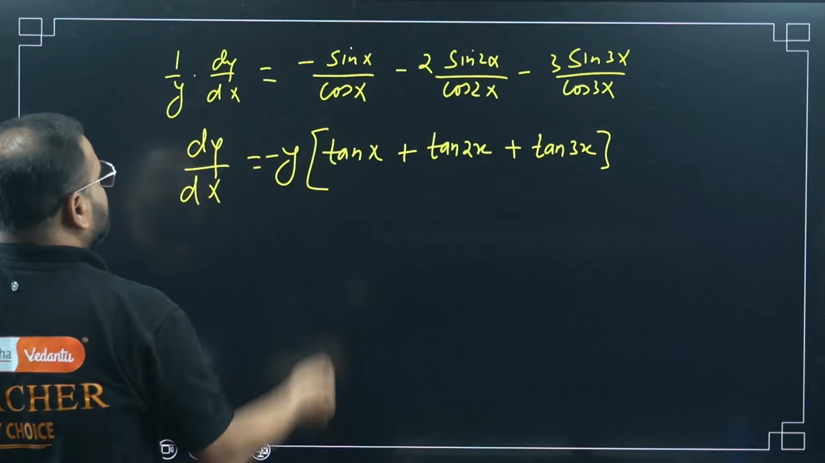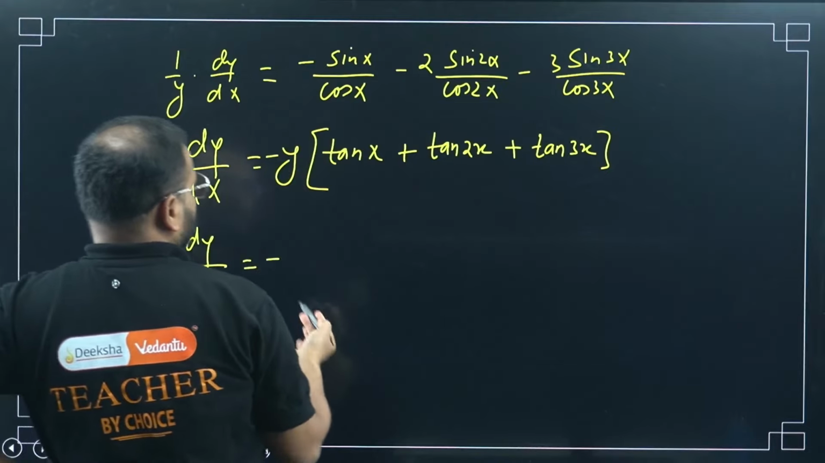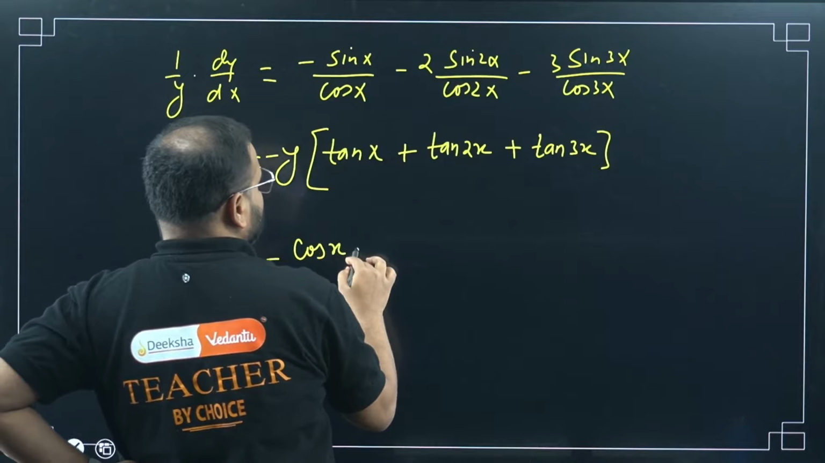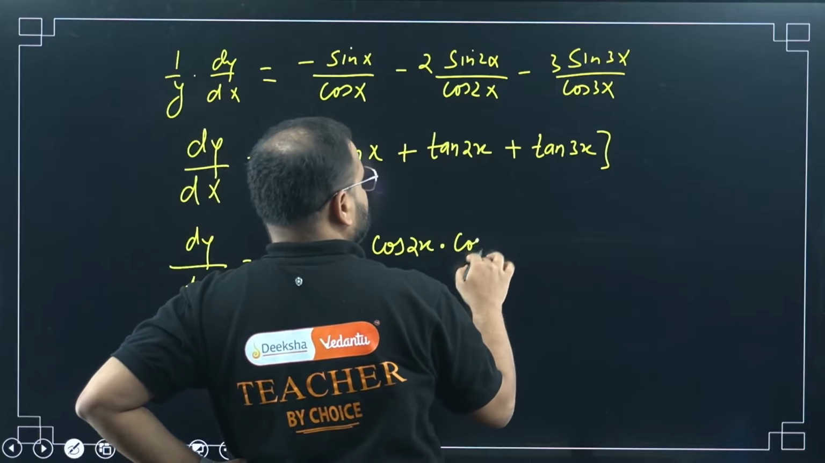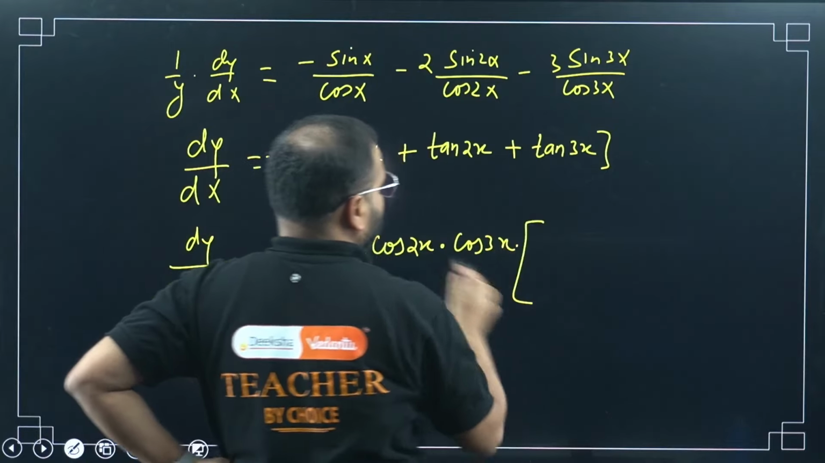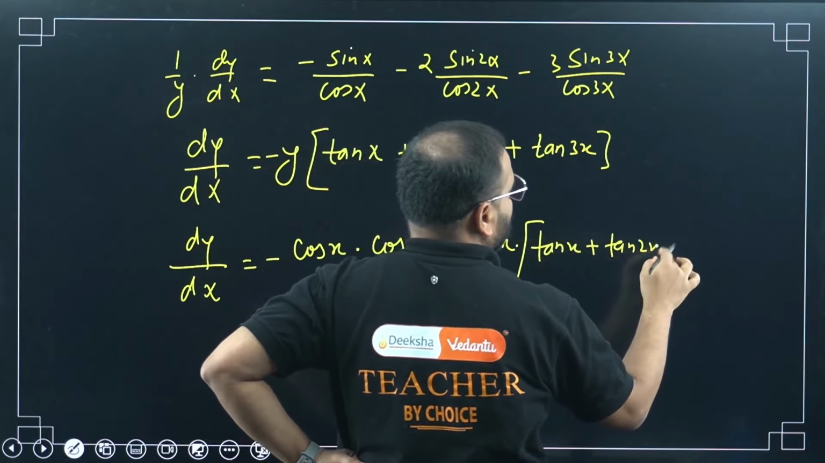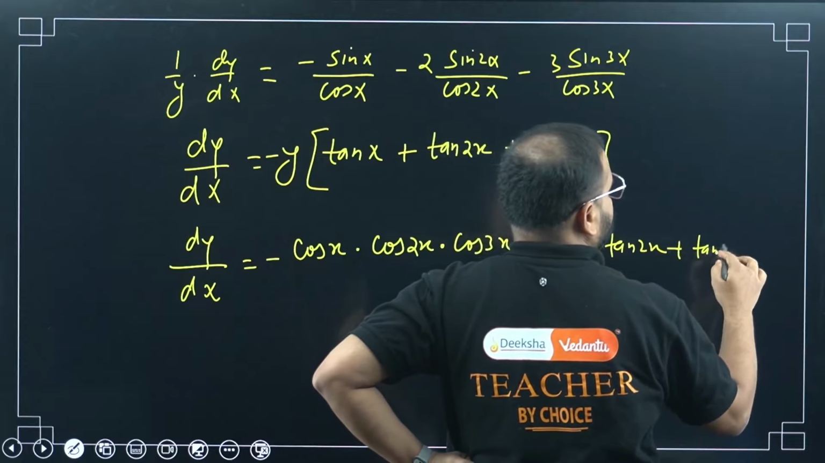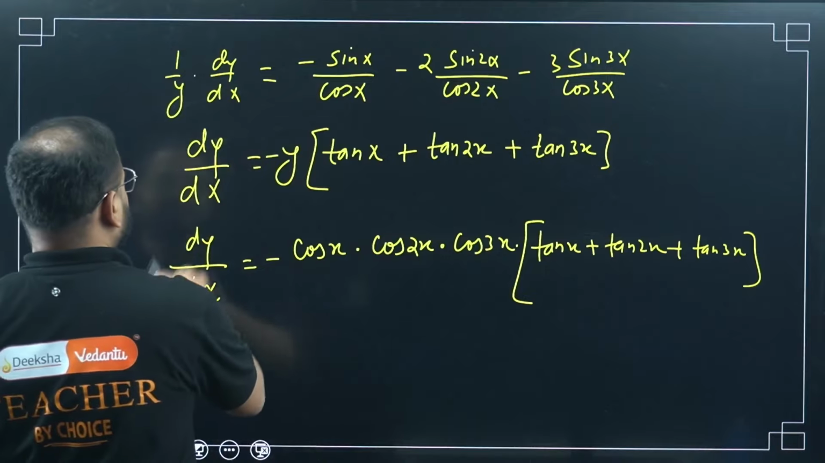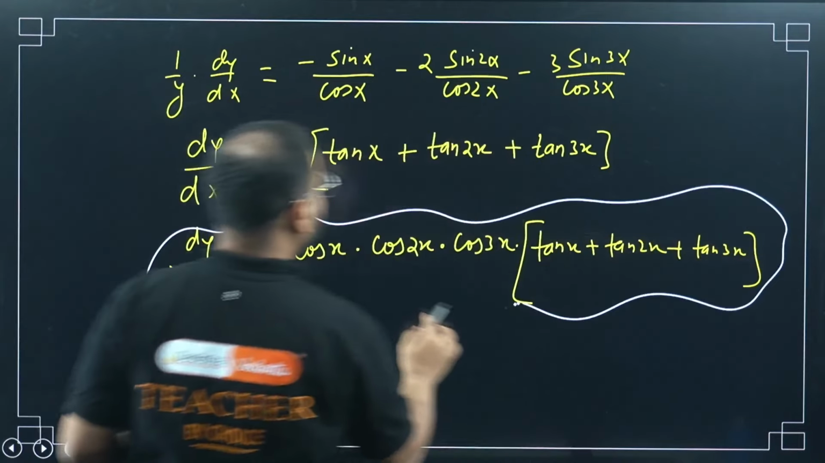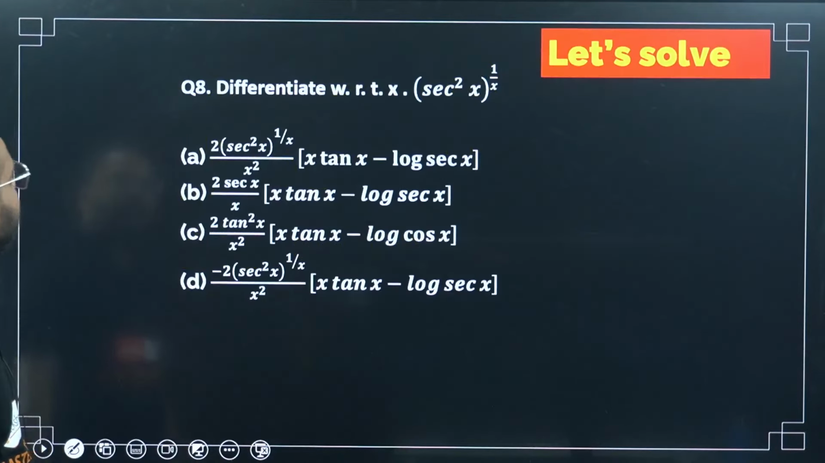Okay, sir. Now put the value of y back in this equation. Minus cos x times cos 2x times cos 3x times this whole thing: tan x plus 2 tan 2x plus 3 tan 3x. This is the final answer. This is a little lengthier, but even though it's lengthier, it's very simple, right? Lengthier but simple. Okay, please check.